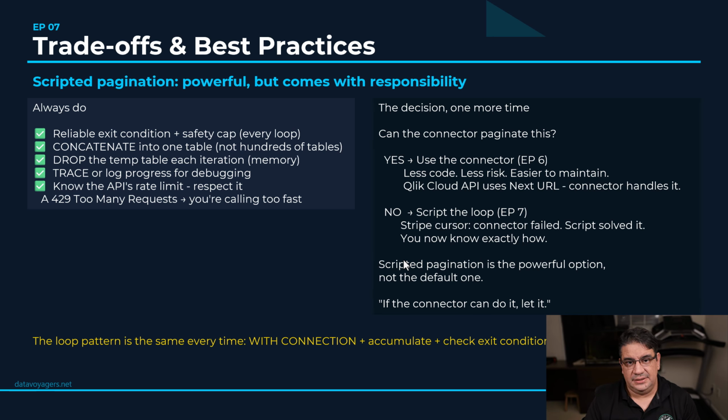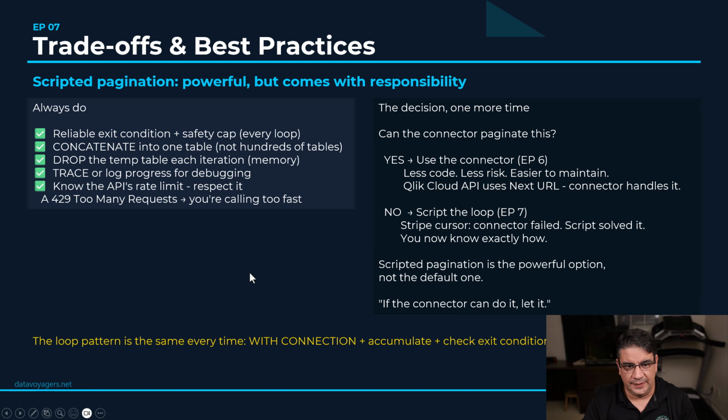Like I said, the data connection handles all this stuff, so it's more secure and less code. You don't need to maintain all this logic. So it's preferable to use the pagination in the data connection. If this is not an option, you have to use the load script. Okay, just keep those things in mind. All right.